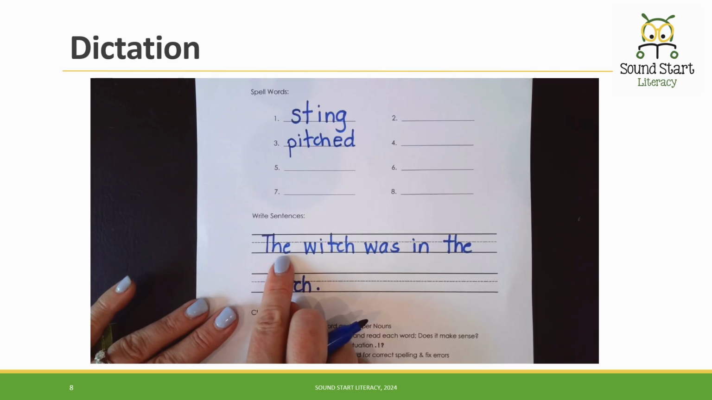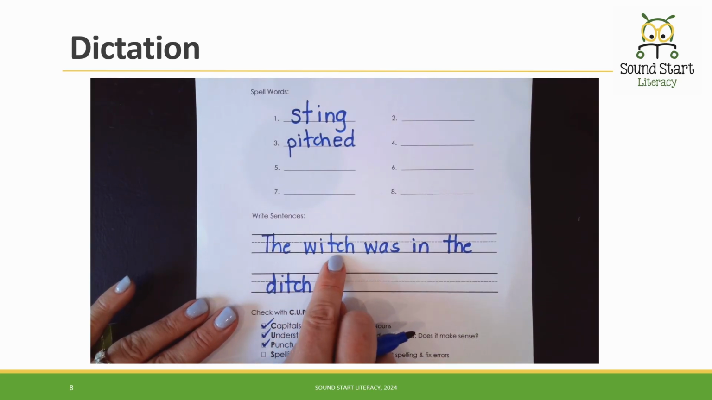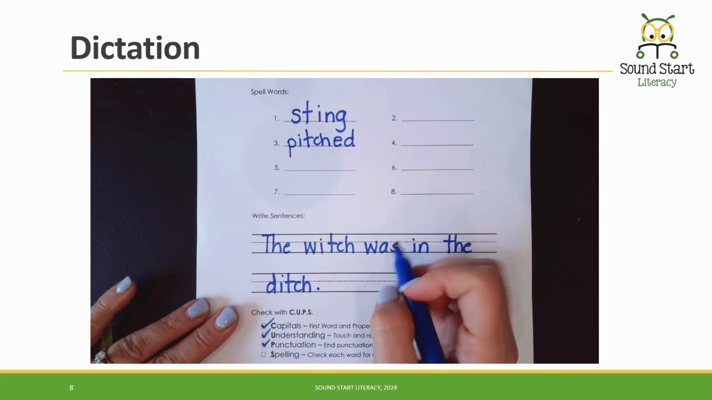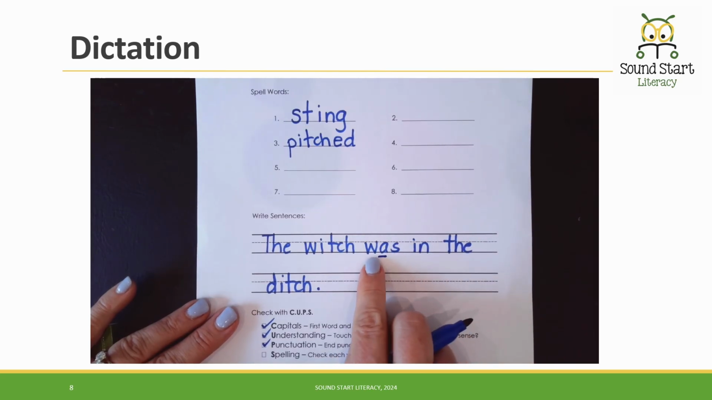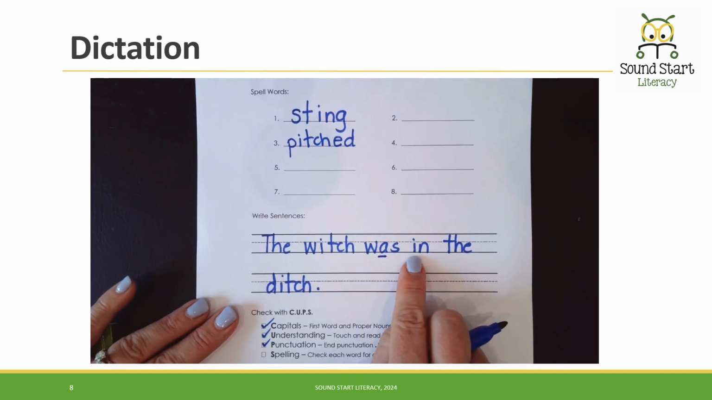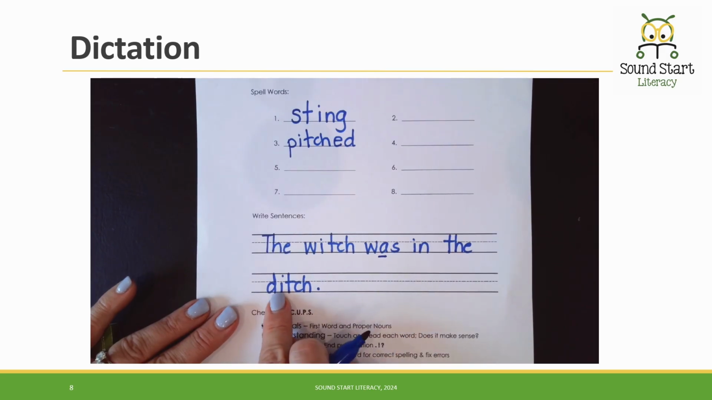Now that they're really going to need your help with, but you're going to look one word at a time. The witch was, and was is one of those words that's got a tricky part, so you're going to double check those. In the ditch. And I've got all of my correct spellings, so then we can check that off.